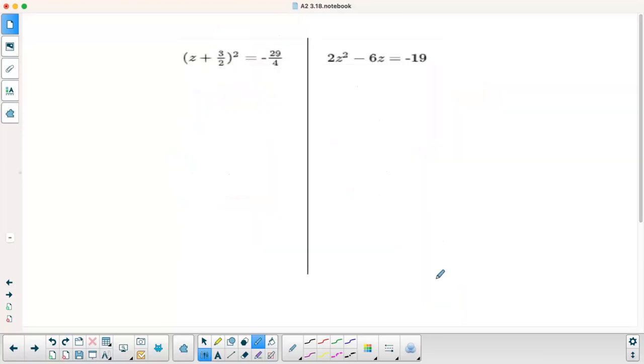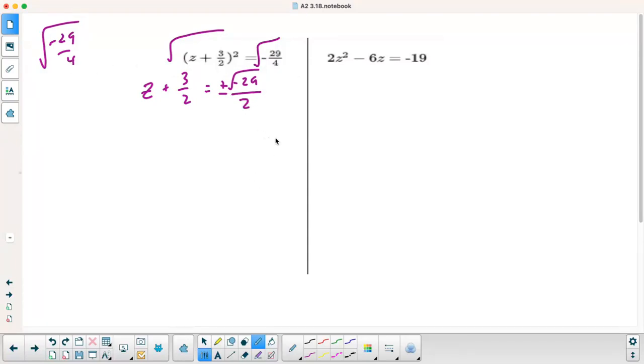All right. So here's one that's a little bit harder. We have some fractions and we have a not equal to 1. So let's go ahead and try this. Square root both sides here. So I get z plus 3 halves equals plus or minus. Let's make the negative 29 up top in the radical. It's like negative 29 over 4. So you take the square root of negative 29 over the square root of 4, and the square root of 4 is 2. So I don't put it under a radical there.